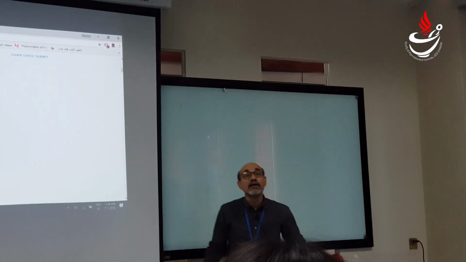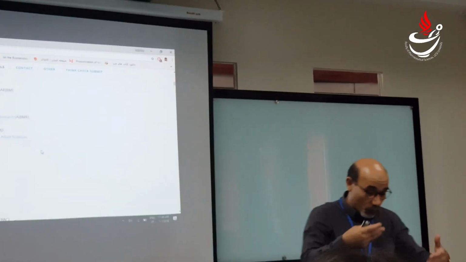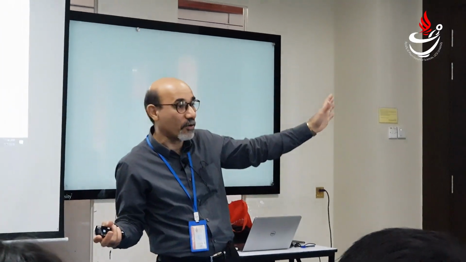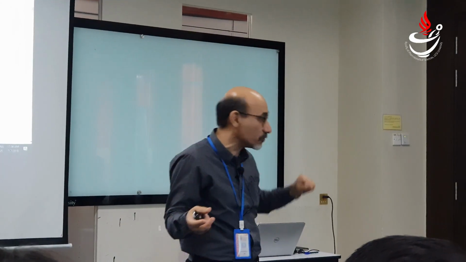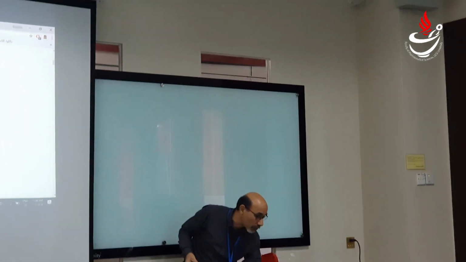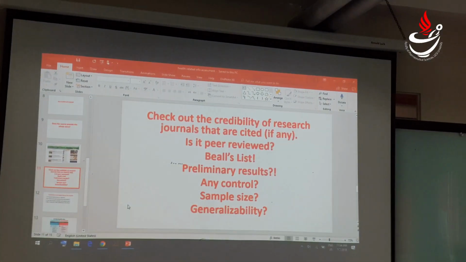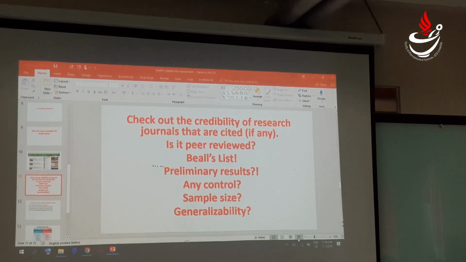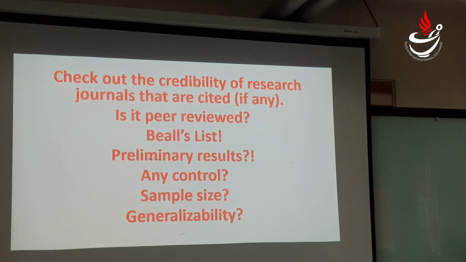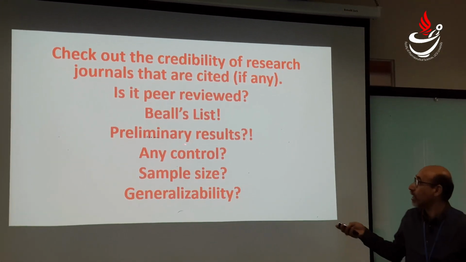Even if you want to publish something, you had better search for that journal in this list, to make sure that you don't choose a predatory journal and instead publish in more reliable journals. So this is important for knowing the credibility of the journals in which the claim is published. Okay, Beall's list.